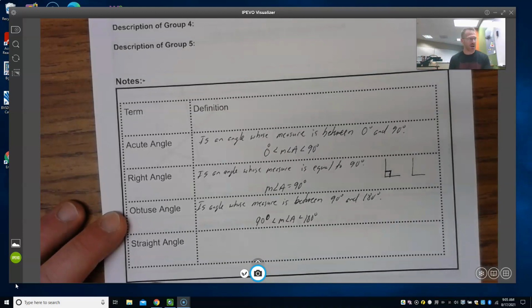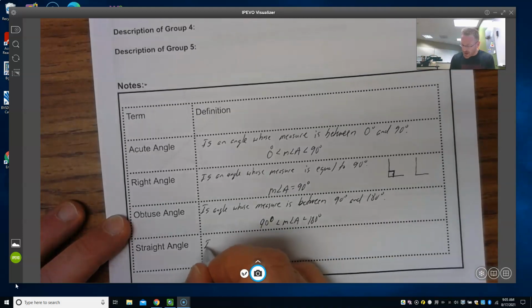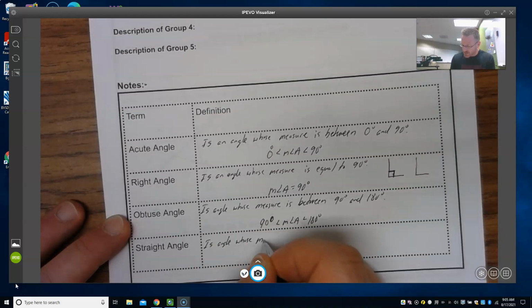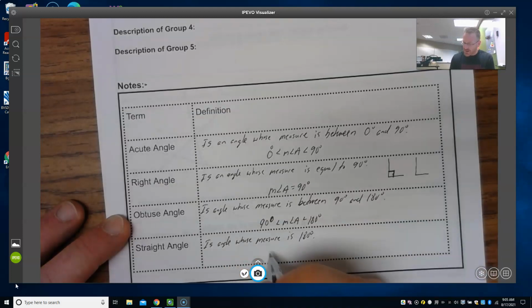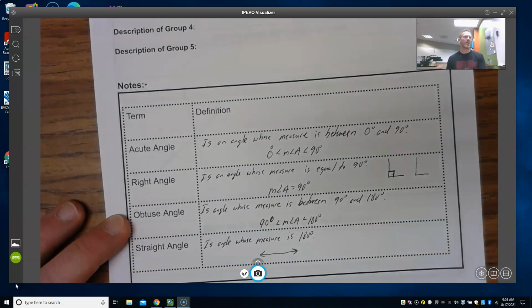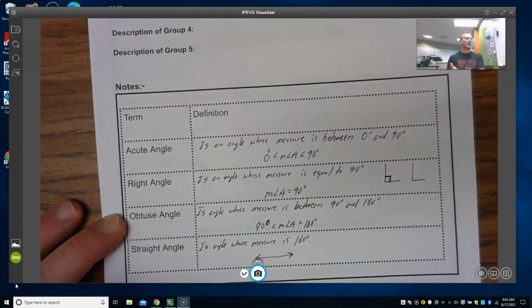And then finally, our straight angle is an angle whose measure is 180 degrees. And that's a straight line. Just a straight line. And we're not going to try to fool you. So if it looks like a straight line in our pictures, you can assume it's a straight line, even though I was a little shaky here. That was supposed to be a straight line.